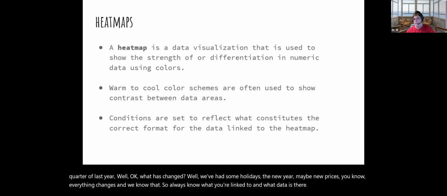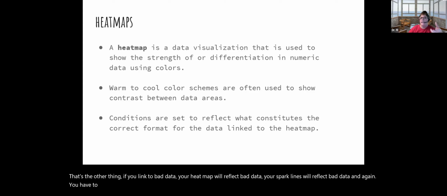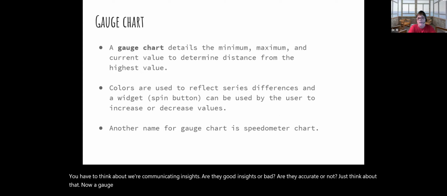That's the other thing. If you link to bad data, your heat map will reflect bad data. Your spark lines will reflect bad data. And again, you have to think about, we're communicating insights. Are they good insights or bad? Are they accurate or not? Just think about that.